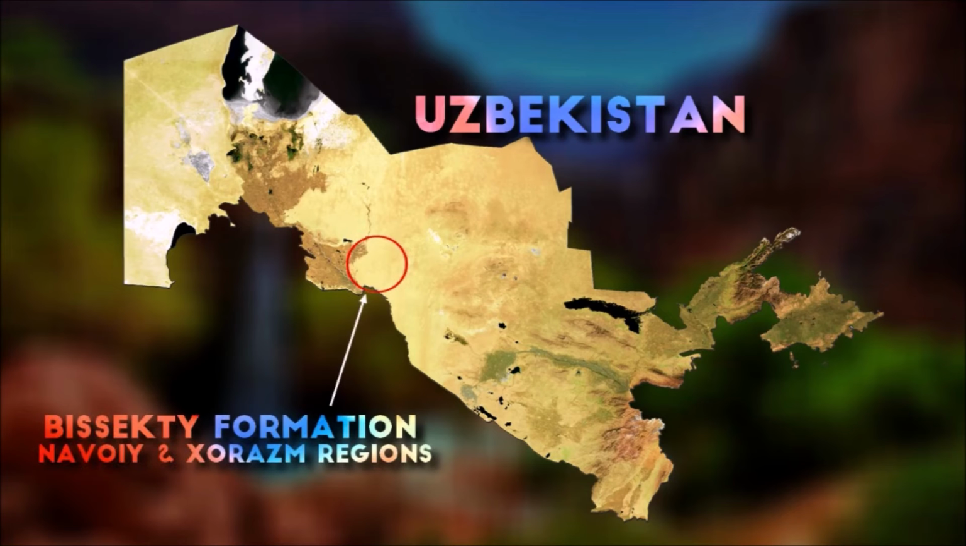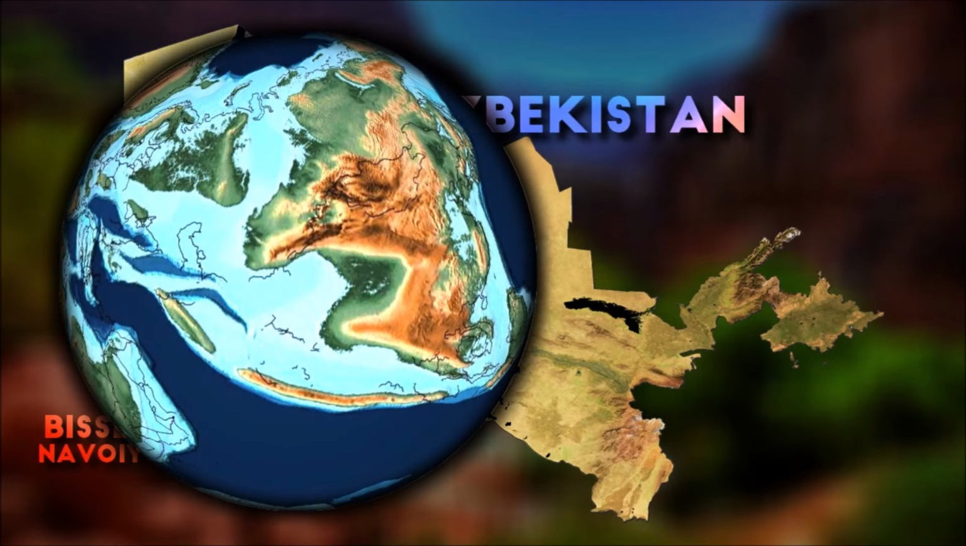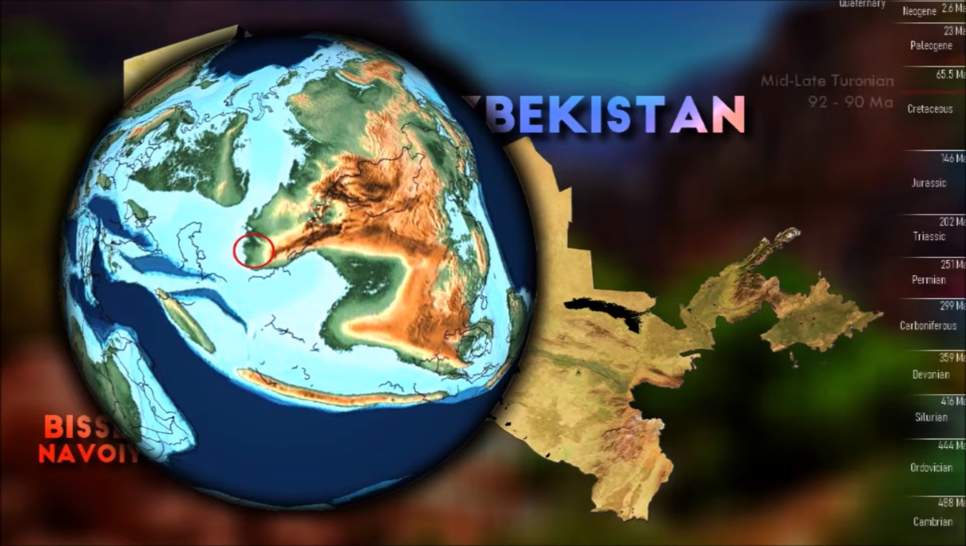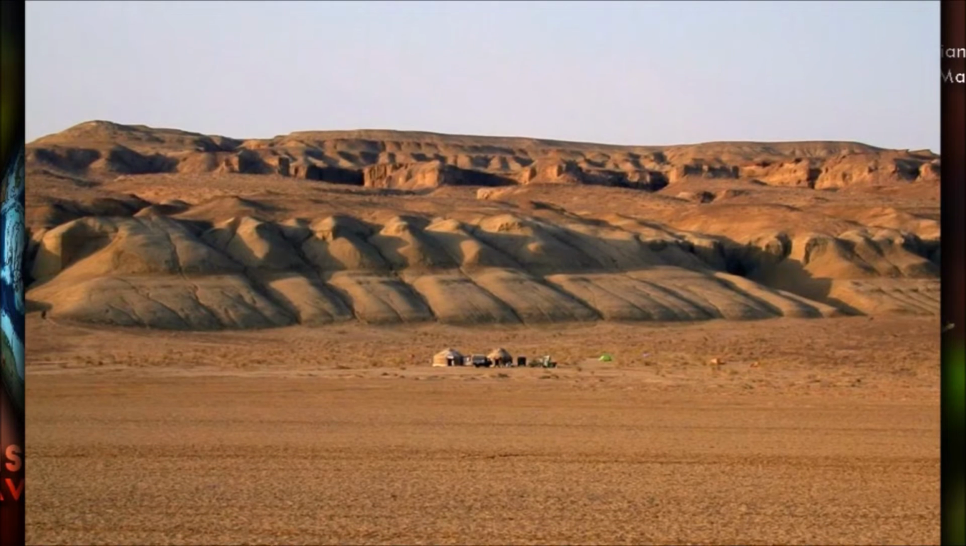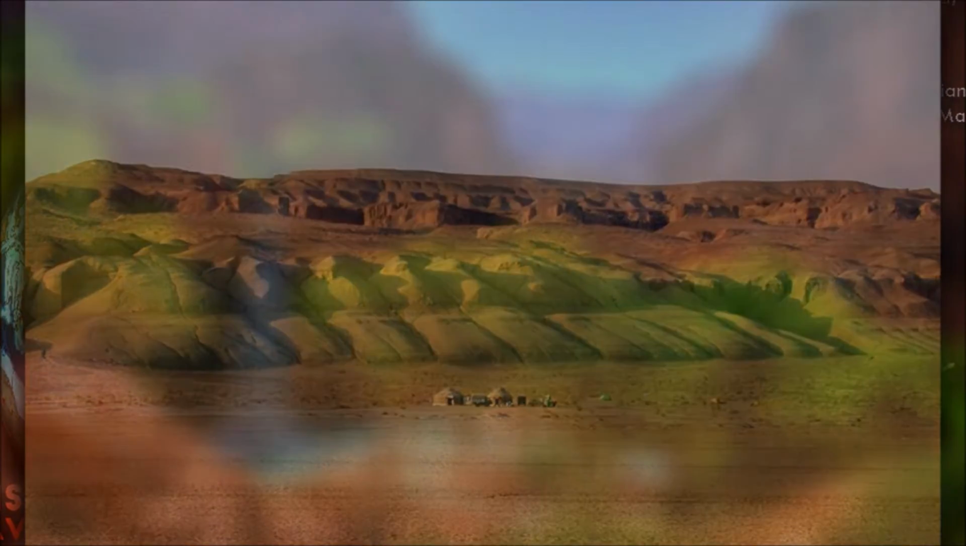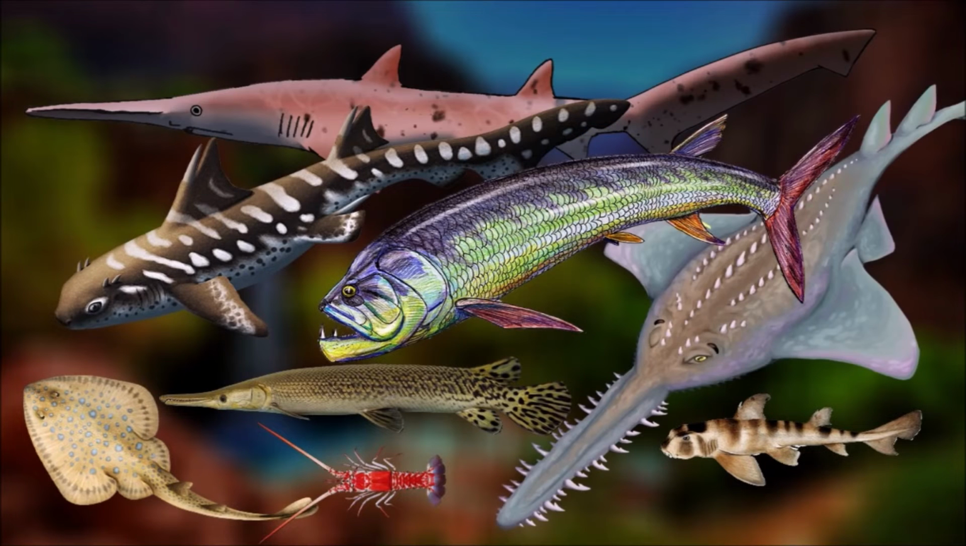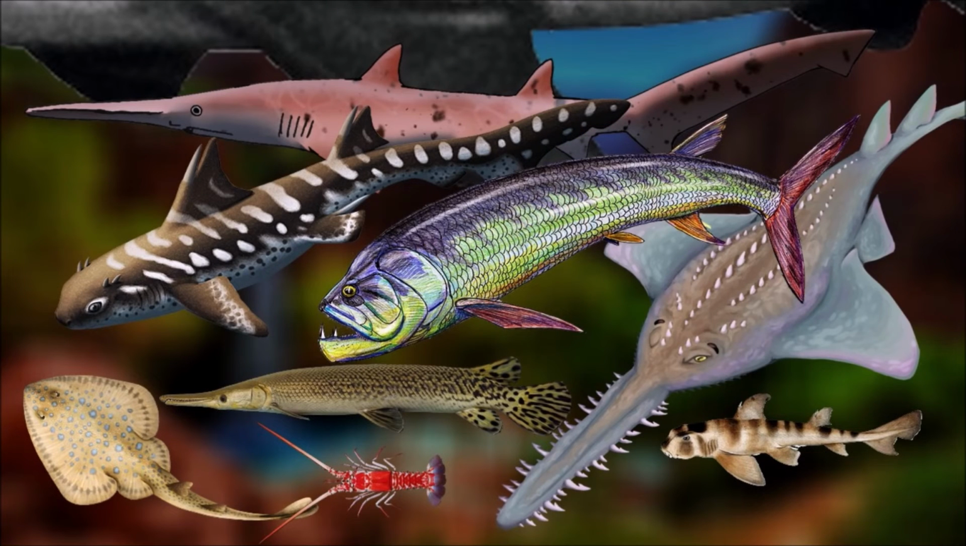The Bissekty Formation in the Cretaceous period was a diverse ecological landscape. It consisted of a thriving marine ecosystem. Coastal regions and lagoons supported ferns, cycads, and conifers, attracting herbivorous dinosaurs and their predators. The warm climate facilitated the proliferation of tropical and subtropical flora and fauna. Sea level fluctuations and climatic variations influenced species composition and distribution.